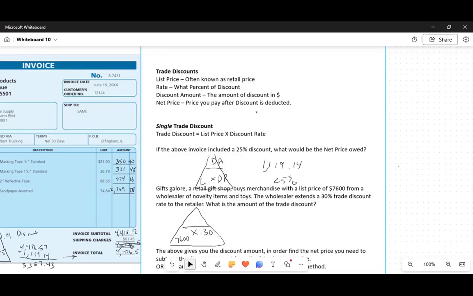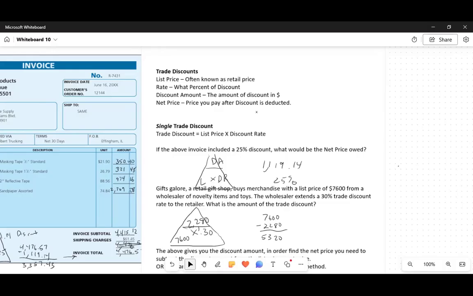So if I take 7,600 and multiply it by 30%, 0.30, that gives me a total of $2,280. So if I take my 7,600 and I minus $2,280, that now gives me a net price of $5,320.